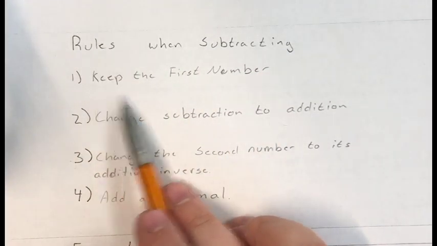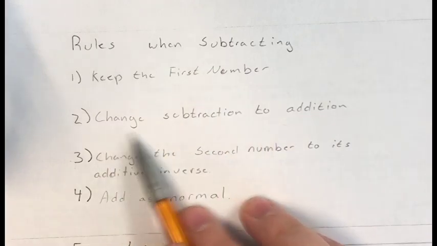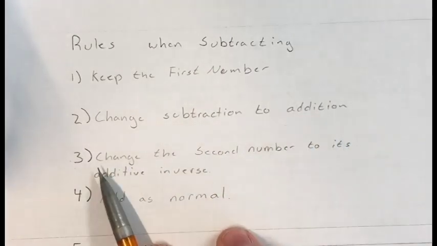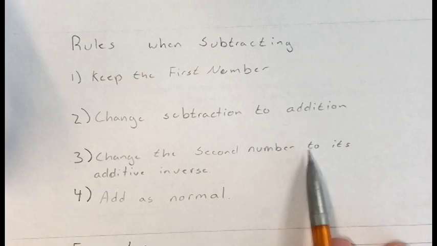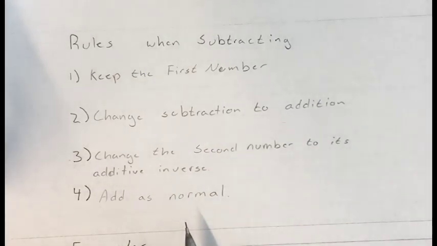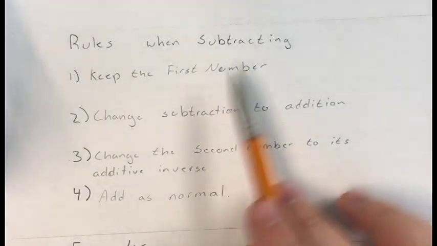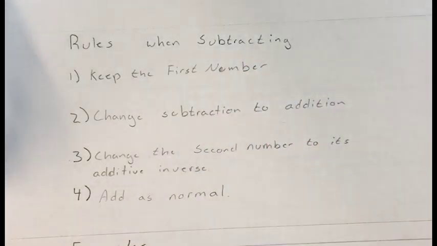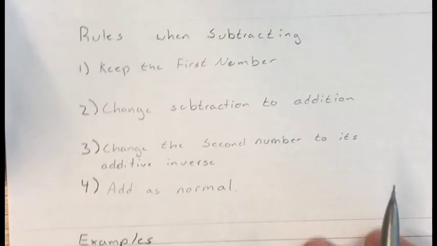So here are some basic rules that I want you to understand when subtracting. Rule number 1, keep the first number. 2, change subtraction to addition. 3, change the second number to its additive inverse and then add as normal. So you're probably scratching your head, like, wait a minute, how am I subtracting when at the very end I'm adding? Well, it's just kind of one of those things. So let's just go ahead and do one together.